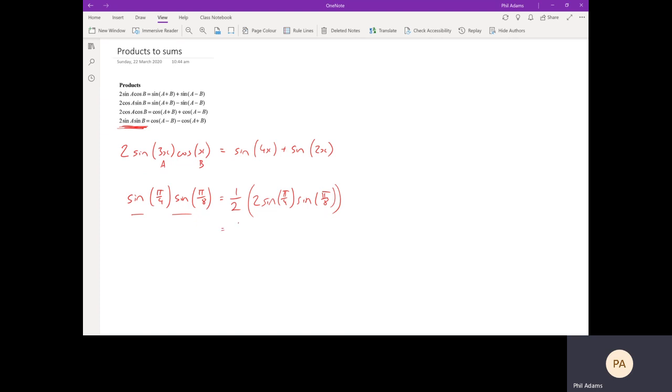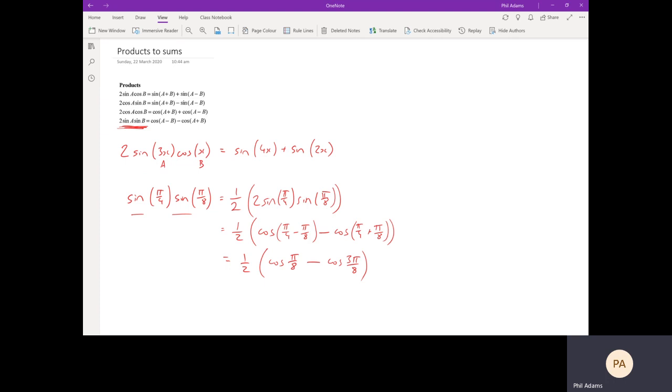So when we expand this, we can say, well, we've got half of, and then we can expand that, which is cosine of A minus B, so pi over 4 minus pi over 8, and then minus cosine of A plus B, like so. Which is going to leave us with half of cosine, a quarter minus an eighth is an eighth, and a quarter plus an eighth is 3/8, like so. And that would be an acceptable expansion.